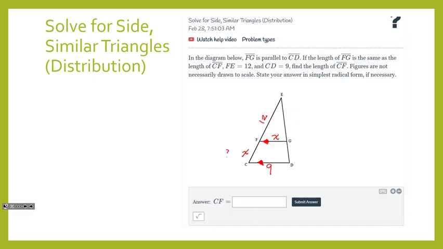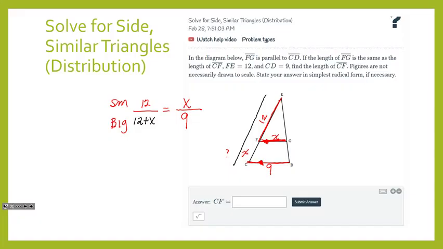We have a small triangle and we have a big triangle. Let's do the small triangle. This side here is 12. So let's put a 12. The side that corresponds with it is this whole side for the big one. This is 12 plus X. On the small triangle, I have this one, X, and it corresponds with what? 9. This one's going to be a little unique.